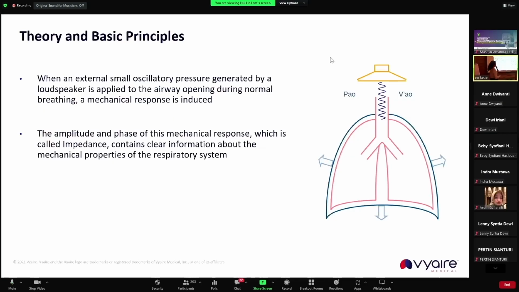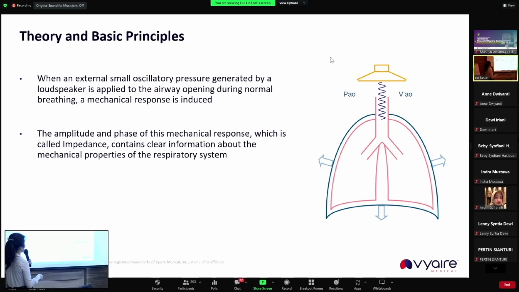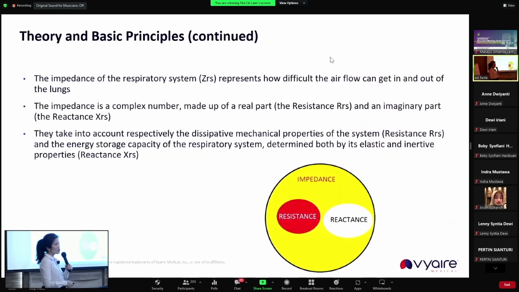So here you will see that the ventilator is sending out a small oscillatory pressure signal to the lungs. And then we will have a mechanical response from the lungs, and it will be signaled back to the ventilator itself. So this signal that is going back, which has a mechanical response, is what we call the impedance. Okay, so this is a bit of physics, but impedance has two components, the resistance and also the reactance.